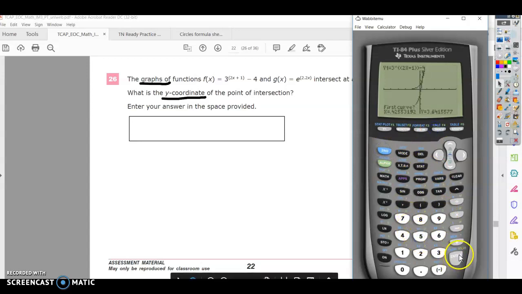5 is intersect. I need to come down here. First curve has to be left of the curve. Okay, so there's enter. And then I need to get to the other side of the curve and hit enter. Then it's going to guess, and it's going to give me their intersection point. So you can see that x is 0.31 and y is 2. Again, it asks us for the y value, so the y value is 2.